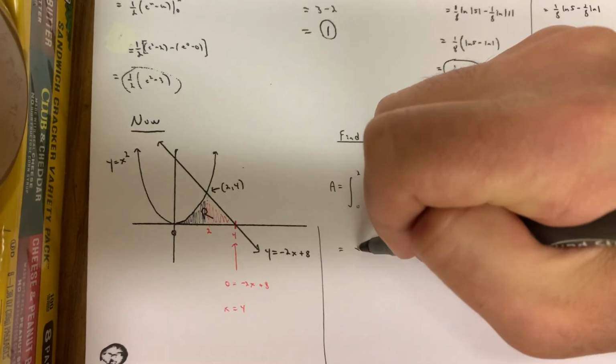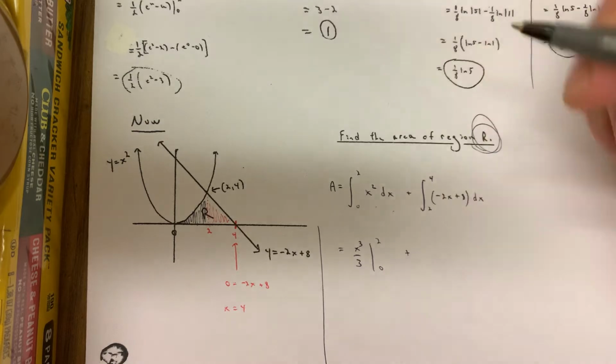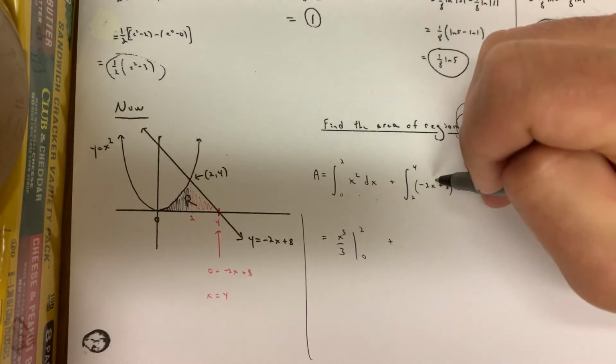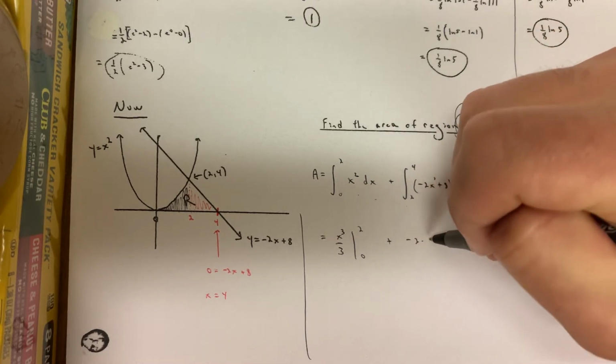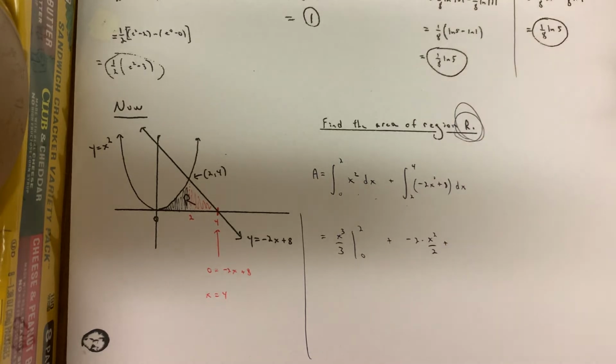Integrate x cubed, add 1 to the exponent, divide by that number. It's evaluated from 0 to 2. Some people are like, well, I don't really remember how to integrate. Get on the ball. Here, integrate negative 2, x to the first. So pull the negative 2 to the side. Integrate x to the first, x squared over 2, plus the integral of 8 with respect to x.